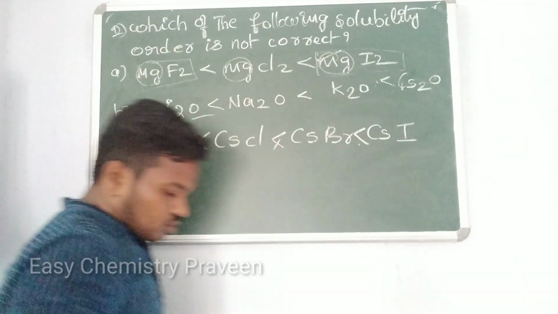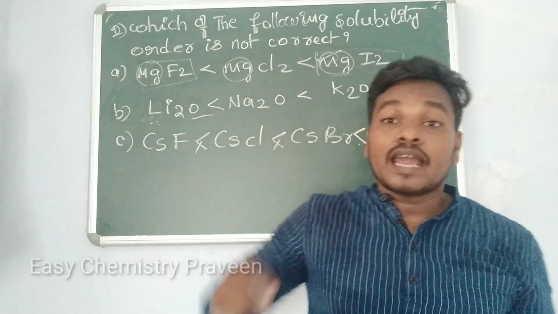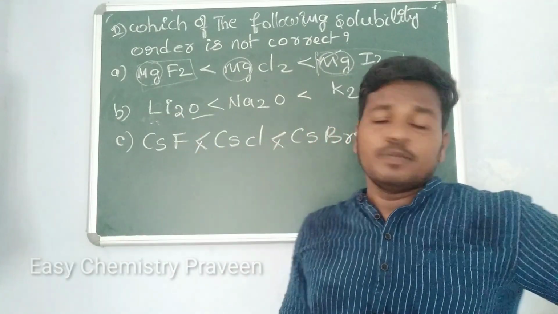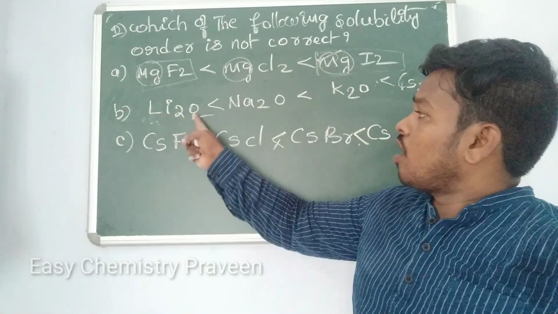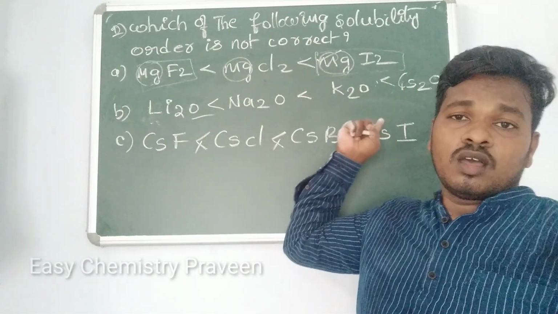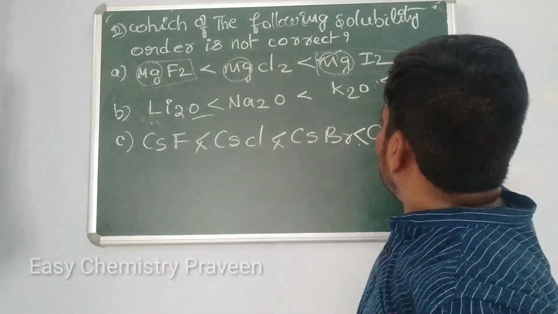So in the case of the oxide, the cation size should be more. Then only will solubility increase. Oxygen is the common thing. Lithium has a small size, cesium has a larger size. Automatically this order is correct.